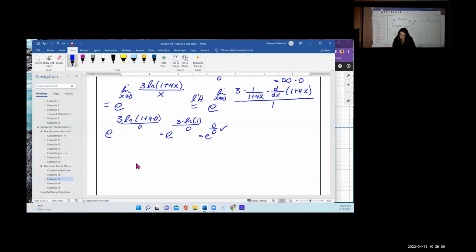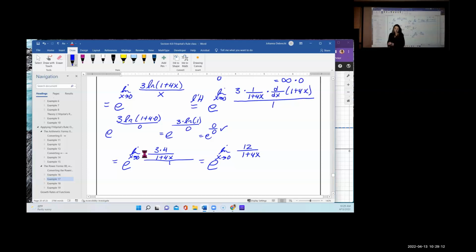Now let's clean that up and do the derivative of the inside function. So we have e, limit as x goes to 0. The derivative of 1 plus 4x is 4. So I have a 3 times 4 over 1 plus 4x all over 1, which becomes e to the limit, as x goes to 0, of 12 over 1 plus 4x, which is as simple as I can write it.